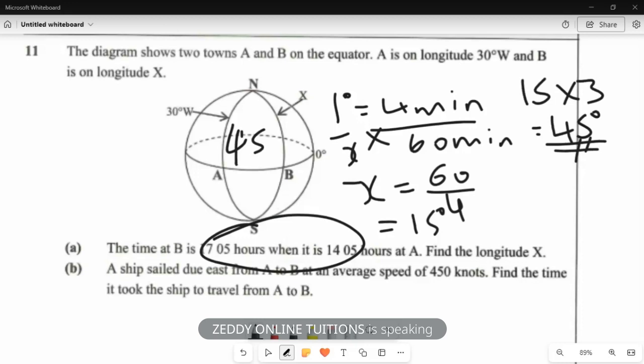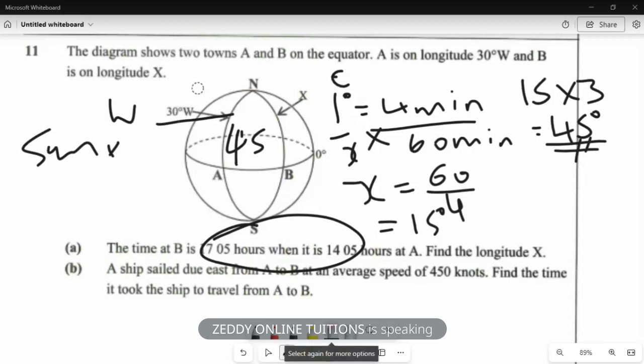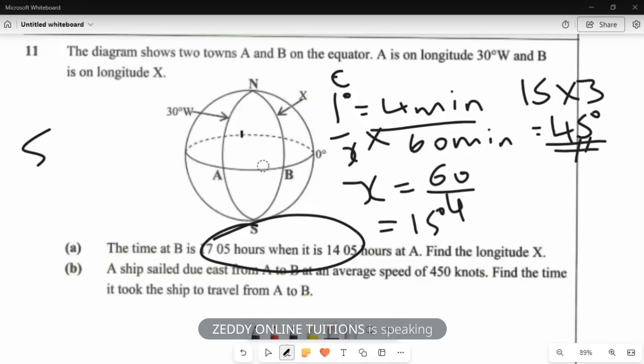But now we need to find longitude x. Since this one is in the west and this one is in the east, you know the rules, right? Same longitude, what do we do? Those are the basic rules, so let me take you back to that principle. I want us to analyze this properly.